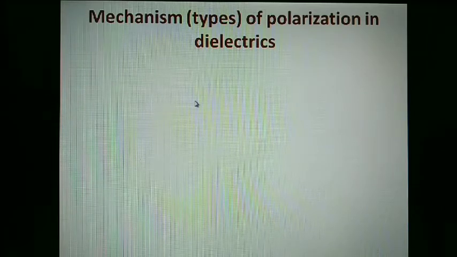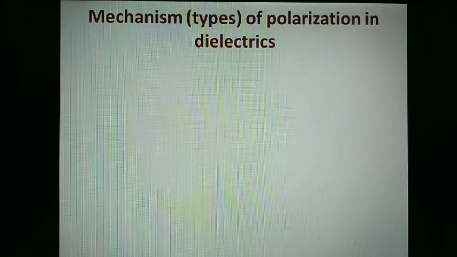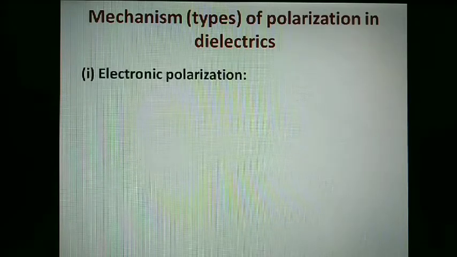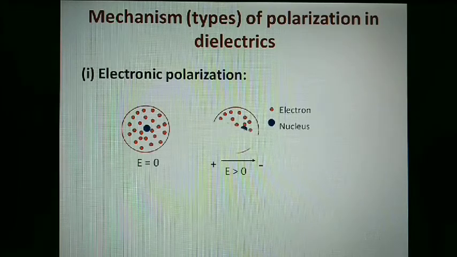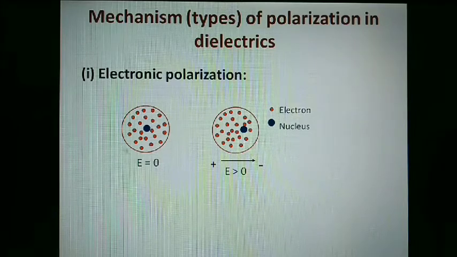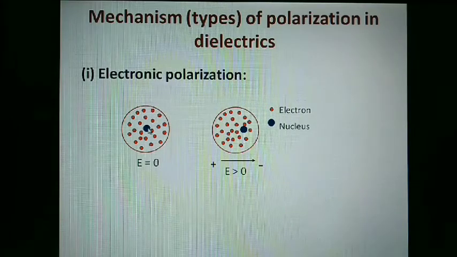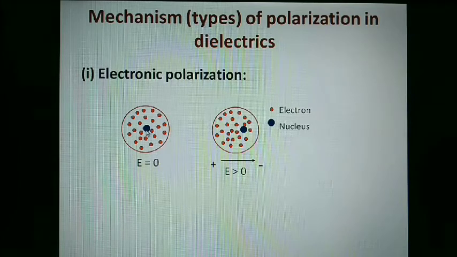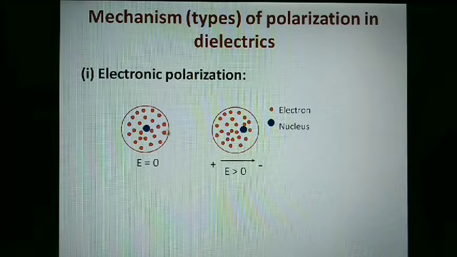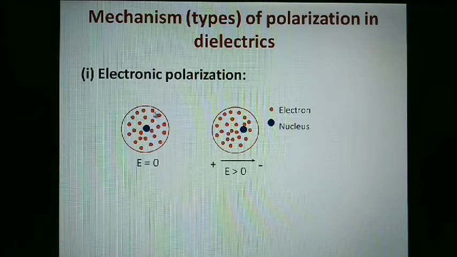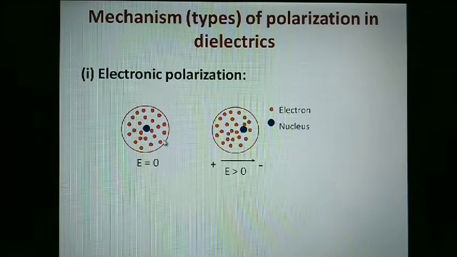Now we are coming across the types of polarization mechanisms. There are importantly 4 types. The first one is electronic polarization. In this case, consider that this is an atom having the nucleus at the center and electrons around it. Although the electrons are not shown in the different orbits, just to understand the basic things, the electrons are around the nucleus, and they are shown as the dots, the red dots.